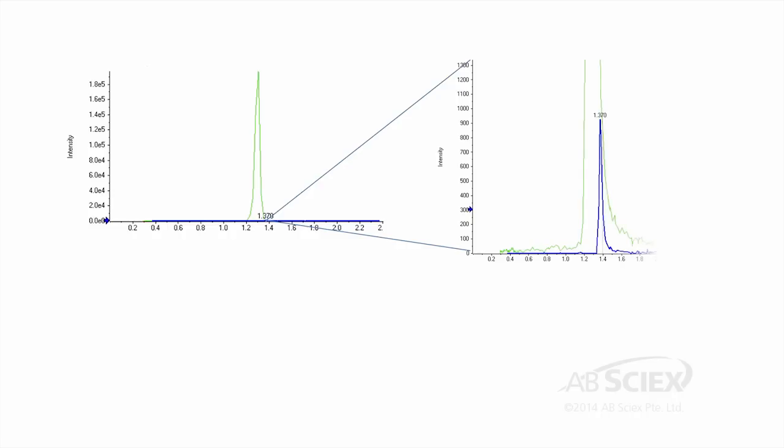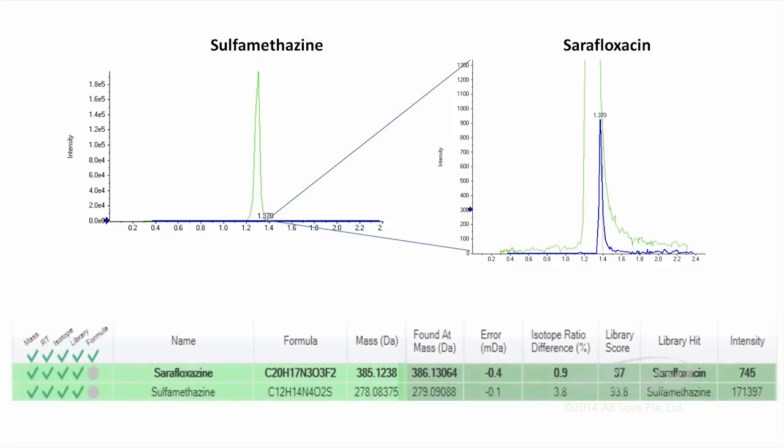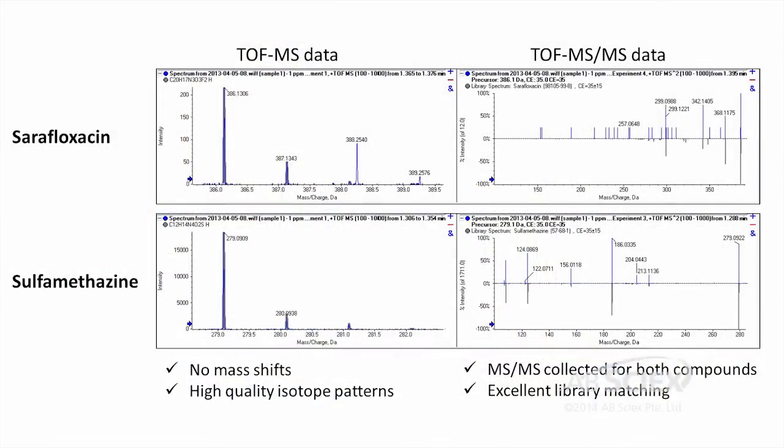Take this example. Our sample contains a very high level of the antibiotic sulfamethazine and a very low level of the antibiotic serofloxacin, and the two compounds co-elute. The intensity of sulfamethazine is more than 200 times that of serofloxacin. Through the combination of powerful mass spec hardware, quality data acquisition algorithms, and the quality of the MS-MS spectra and library fits, our TripleTOF system enables us to accurately detect, identify, and even quantify both of these compounds. The result is that you get more confidence that you are detecting every residue and contaminant that might be present in your samples.